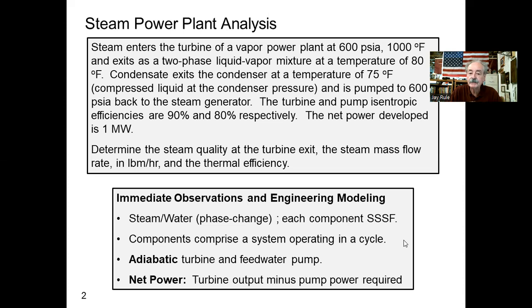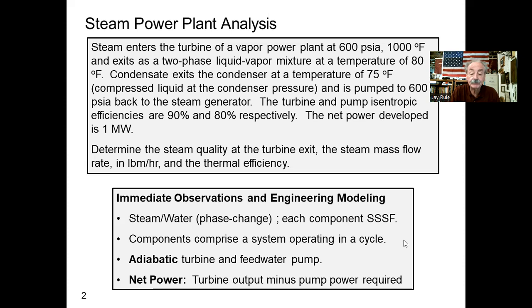Now that's going to be a compressed liquid at the condenser pressure, and is pumped back to the steam generator at 600 psi. The turbine and pump isentropic efficiencies are 90% and 80% respectively. The net power developed is 1 megawatt. Now, here's what we're supposed to find. Determine the steam quality at the turbine exit. That's one thing. The steam mass flow rate, and the thermal efficiency of the power plant. Those are all very realistic questions to ask an engineer to find.